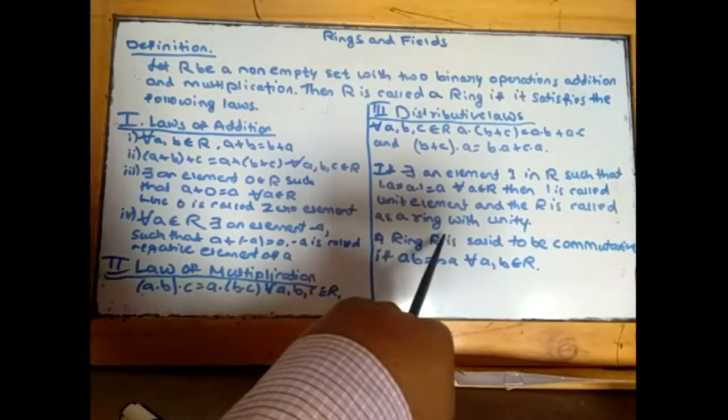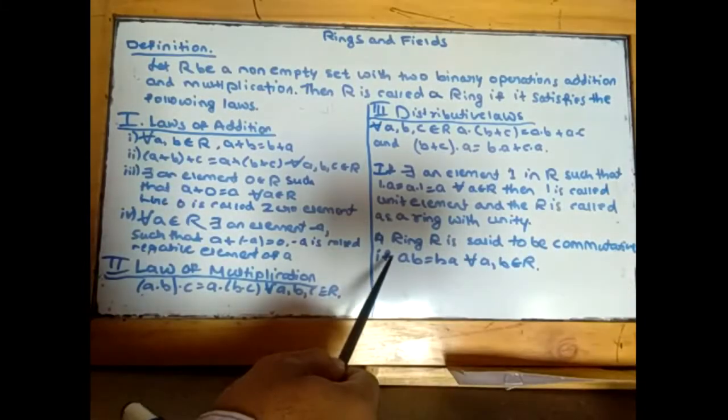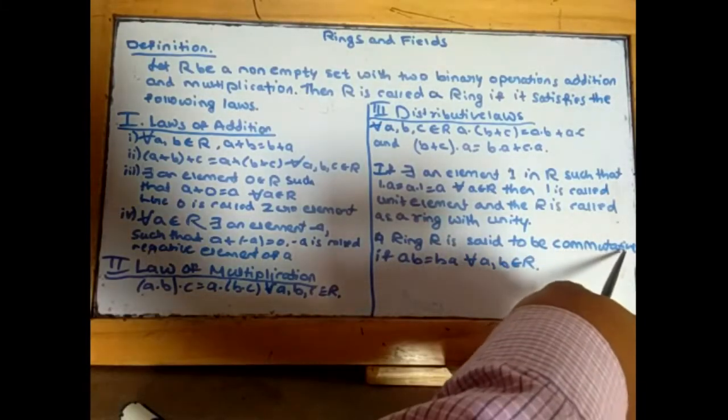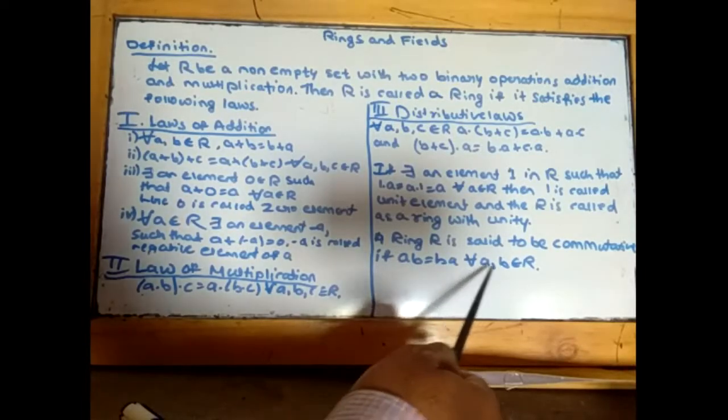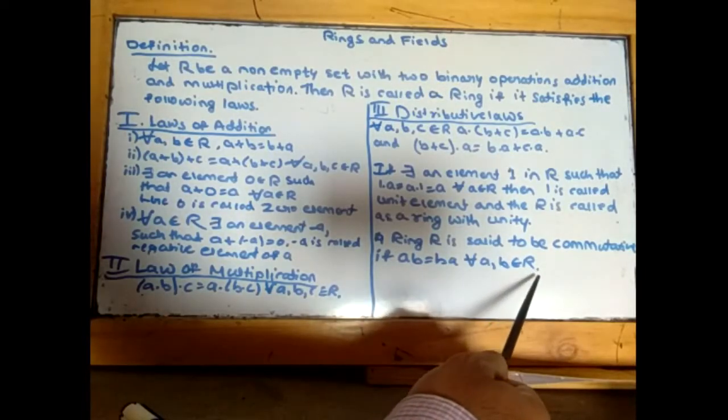Similarly, a ring R is said to be a commutative ring if ab is equal to ba for all a, b belongs to R.